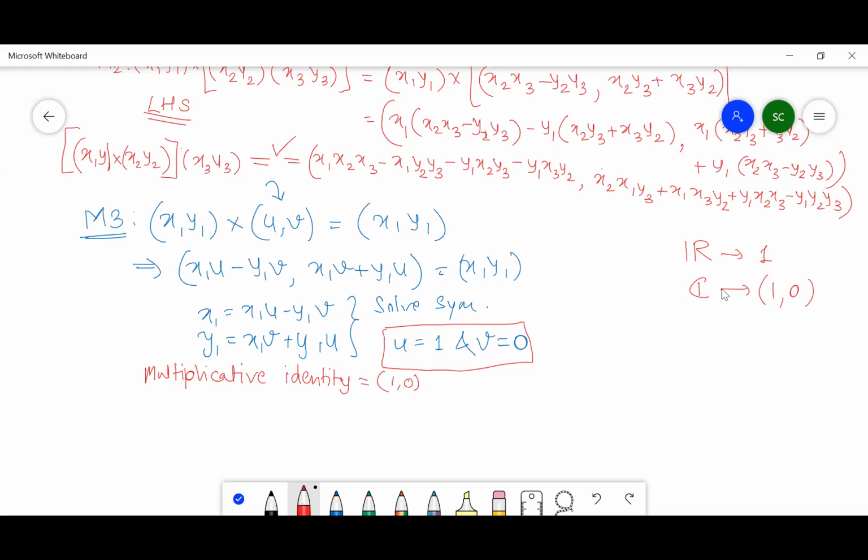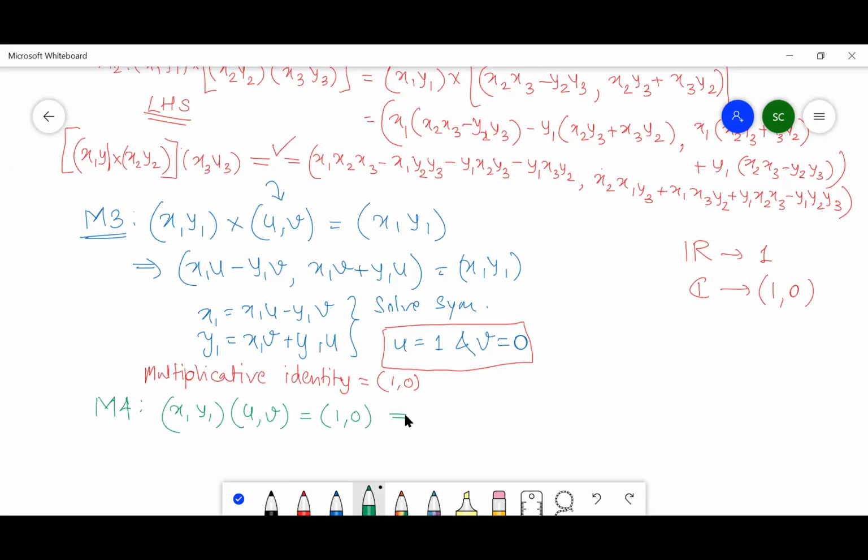Something similar is happening here. Therefore, it might be that this definition will work. Okay. So what is M4 now? Let us write M4. Let us use the maximum number of colors. M4 talks about (x1, y1) multiplied by (u, v), where (u, v) is equal to (1, 0). You should get the multiplicative identity in the RHS.